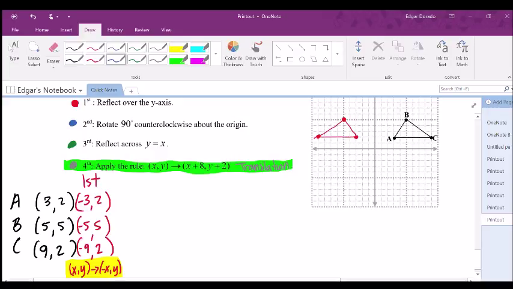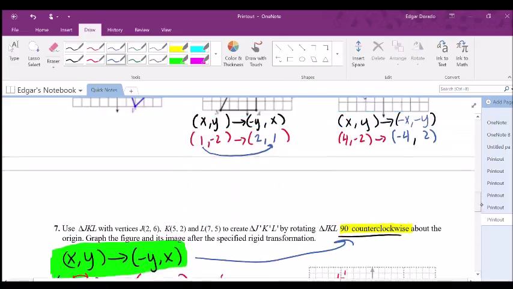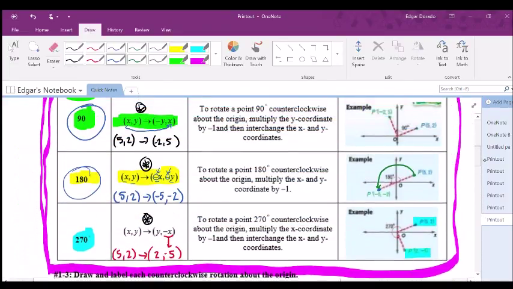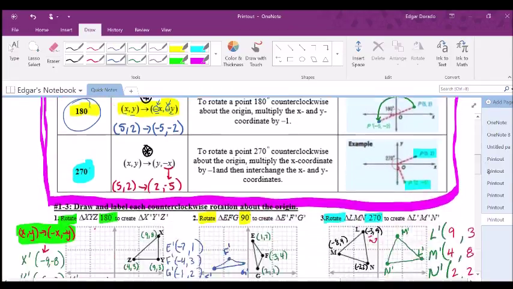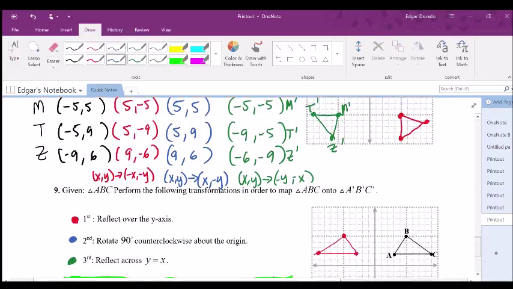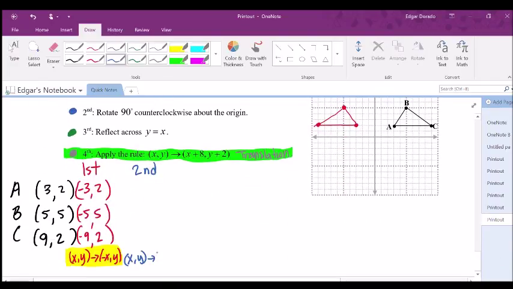So in blue is my second thing, and we're rotating 90 degrees. And again, this one is right up here, so you can go right back up. That's why these charts are important, guys. The 90-degree rotation was x comma y becomes negative y comma x. So I'm changing my y to a negative, and then I'm flipping roles. I'm making my x my y, and my y my x. So let's do it.